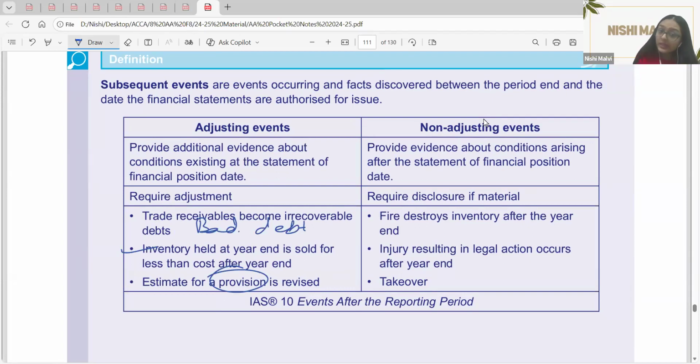Okay. Any non-adjusting event will have no impact on the last financial year for which the audit is being provided. But next year, there is going to be an impact, because if there is destroyed inventory, you need to consider writing down the inventory. Injury, legal action after the year. Okay, legal action after the year end. This is the year end date.